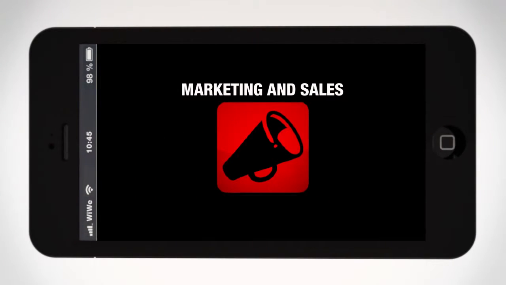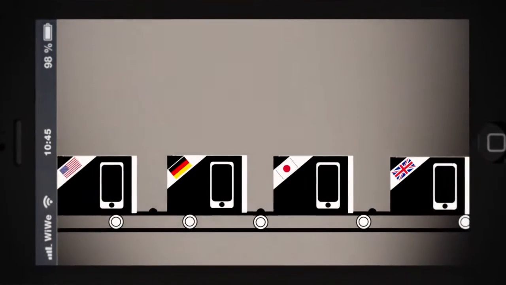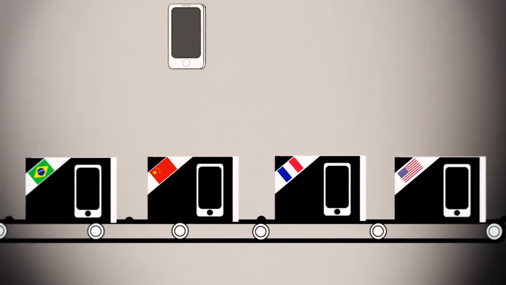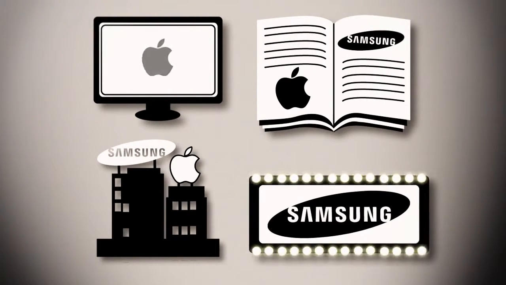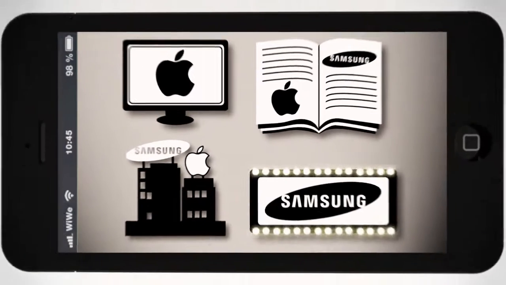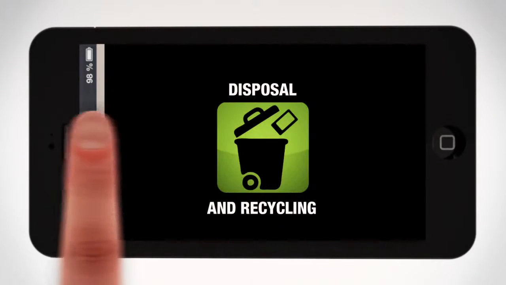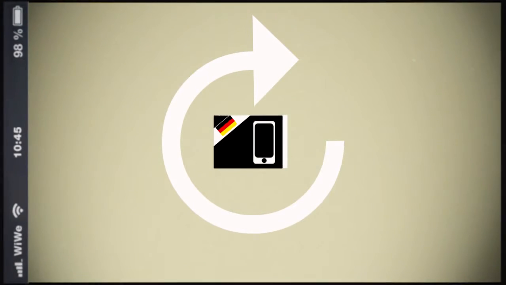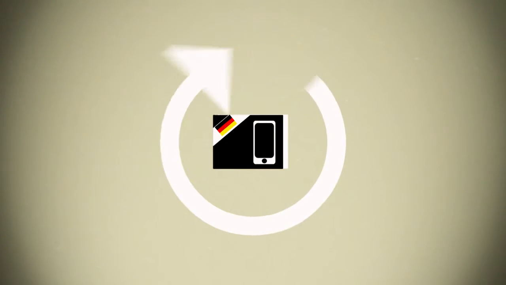Once produced, these mobile devices are sold all over the world, many in industrial countries like Germany. But also emerging markets, such as China or Brazil, are large consumers. Like other brands, Apple and Samsung spend much money on marketing. On average, the German consumer purchases a new mobile phone every 18 months.